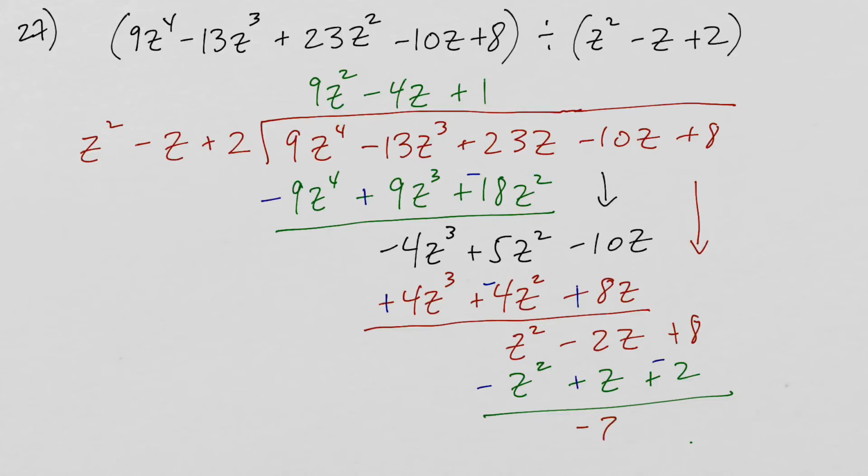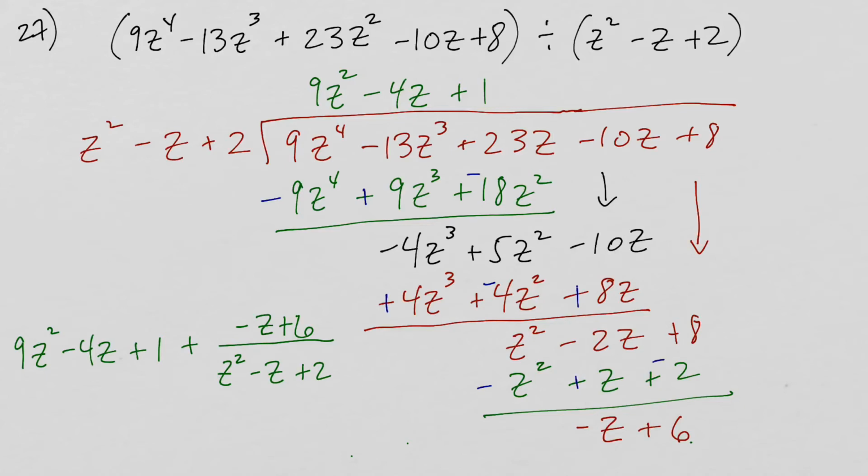negative z plus 6. So that's my entire remainder since there's nothing left to drop down. So my final answer, I'll squeeze it right in here. I've got 9z squared minus 4z plus 1. And I'll always put a plus here. I'll put my remainder on top, z plus 6. What I'm dividing by on the bottom, z squared minus z plus 2. And that's my entire answer.